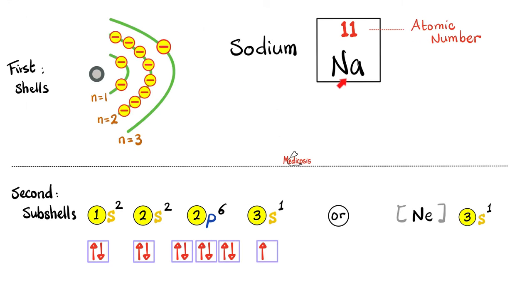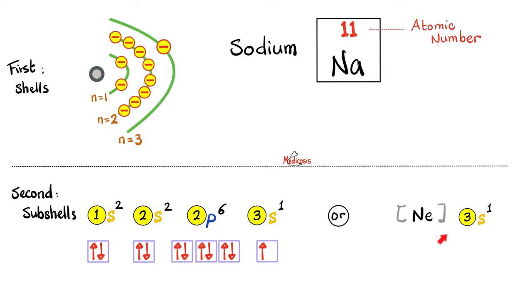Let's try the configuration of sodium in many shapes. If you go by the shells, then we have 11 electrons. 2 in the first, 8 in the second shell, and 1 electron in the third shell. Total is 11 electrons. If you want to go by subshells, 1s2, 2s2, 2p6, 3s1. And the total number of electrons here is 11. Notice the opposite spin.